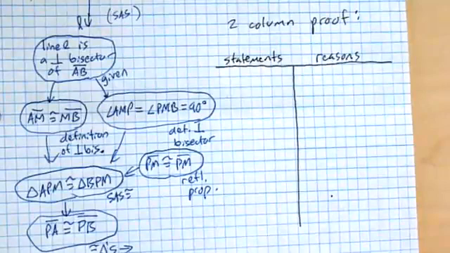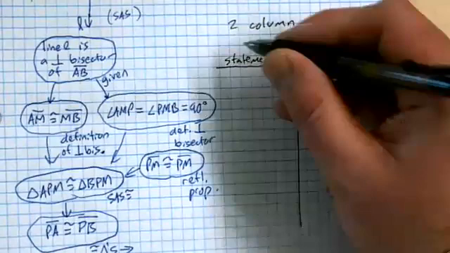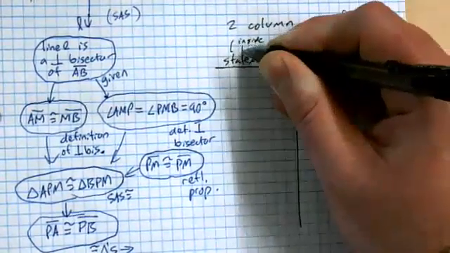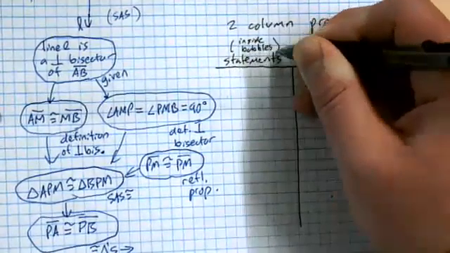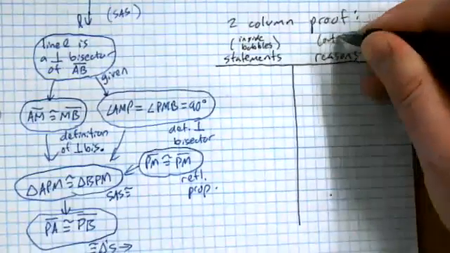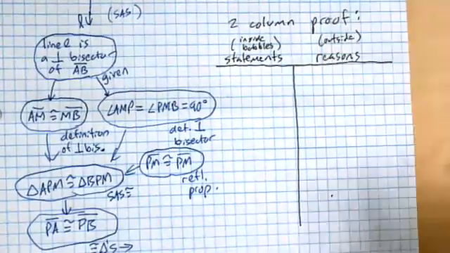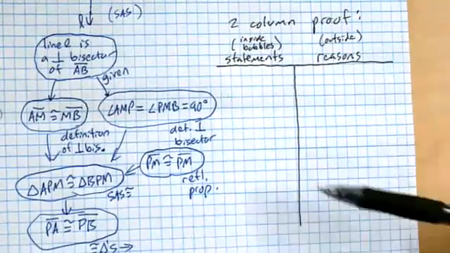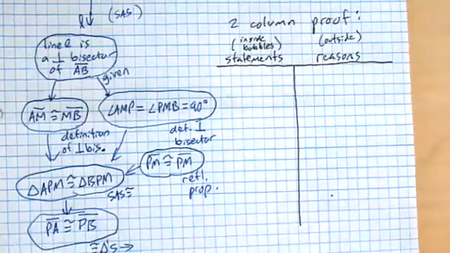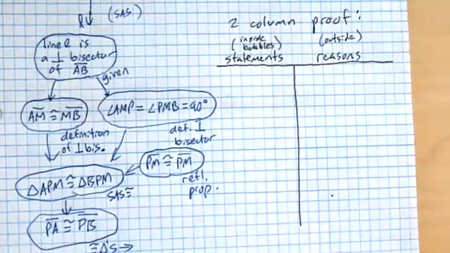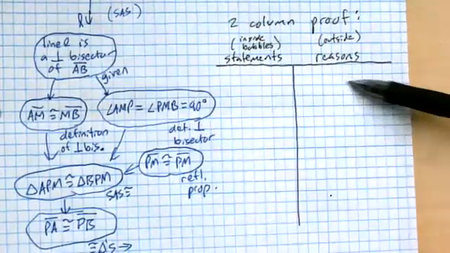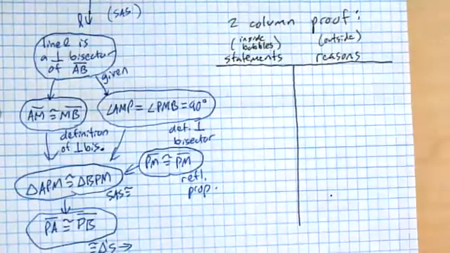Now, I'll give you the cheat code here. The statements are going to come from the inside of the bubbles, talking about our flowchart proof. And the reasons are going to come from the outside. So for each of these bubbles in my flowchart proof, I'm going to have a line in my 2-column proof. And all I have to do is copy the inside of the bubble in this column and the outside of the bubble in this column, and I got to get them in the right order.